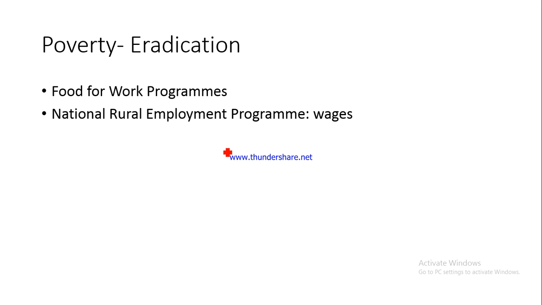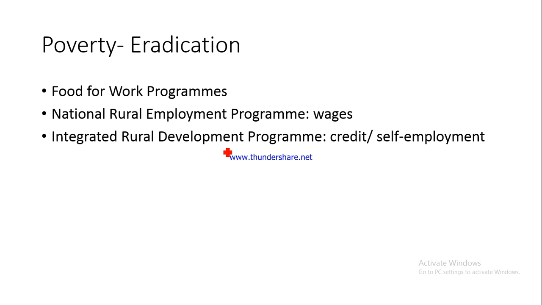We talked about the first program in this direction, Food for Work program, and then the National Rural Employment Program, in which wages were given to workers and the workers were engaged in some fruitful work and they were given some wages. Then we talked about how the Integrated Rural Development Program was a slightly different approach. It did not provide any wages. It actually provided credit and encouraged self-employment among these people so that they can have their own business and then they can earn their own salaries, they can earn their own incomes.